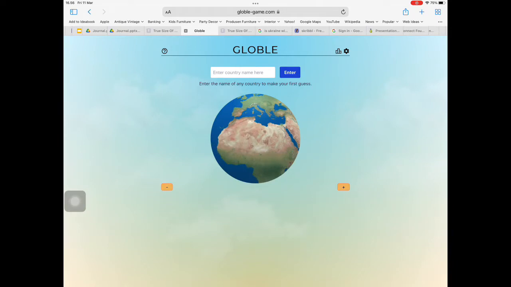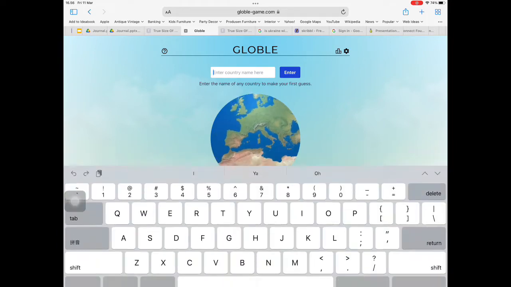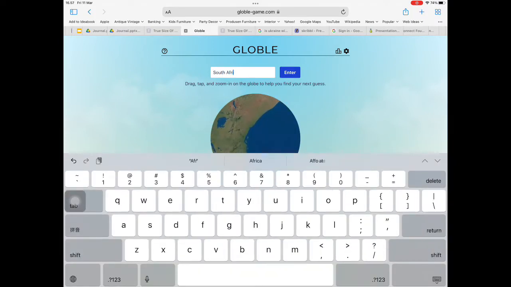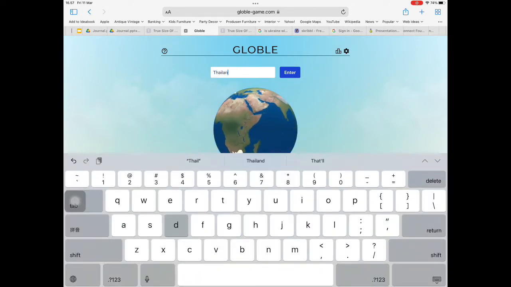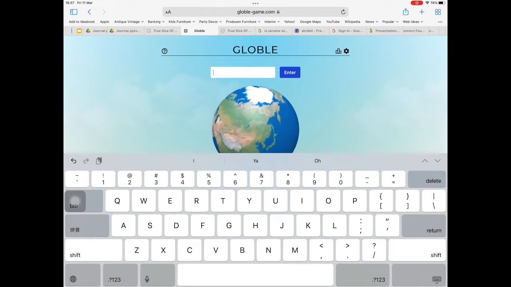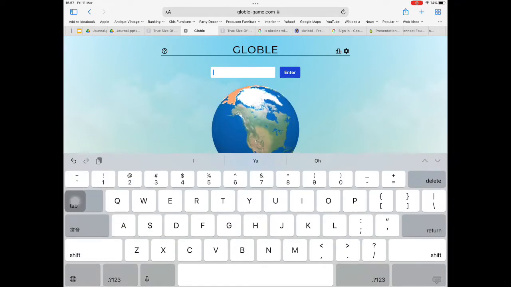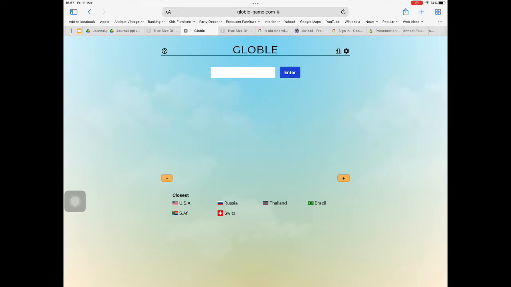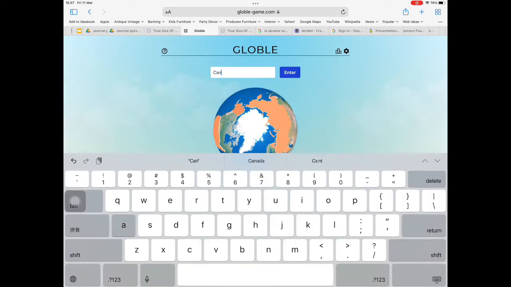Let's make our first guess. What should we start out with? I'm starting out with Switzerland. And it's nowhere near, so South Africa maybe? No. Thailand? No. Okay, this is getting tough. Russia? No. How about the US? No. Maybe this time it could be somewhere more. No. We're doing really bad for now. Algeria? No.